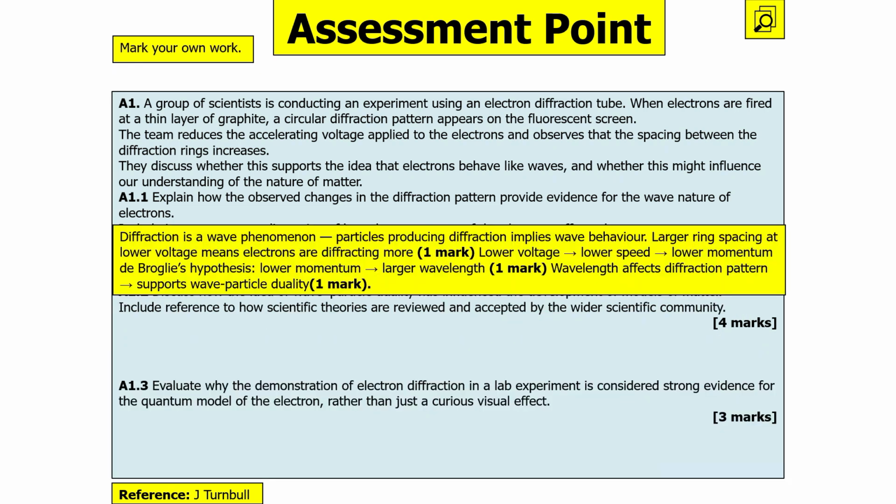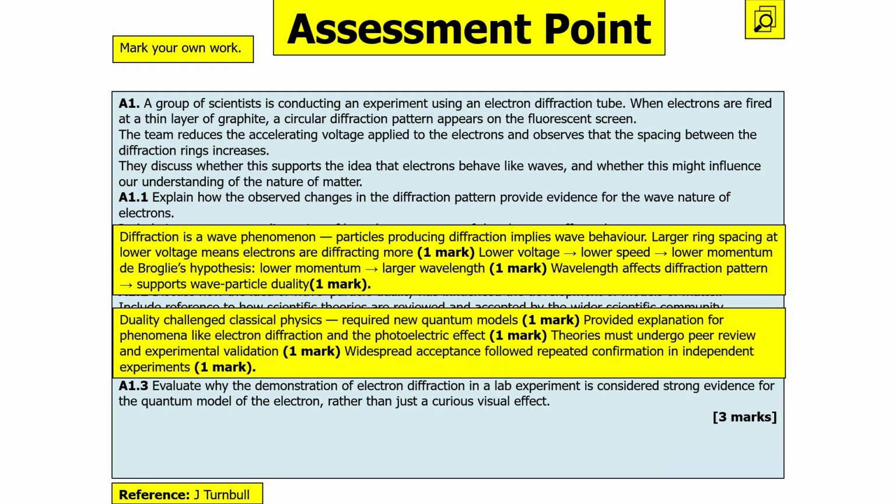In our first one, diffraction is a wave phenomenon. The particles producing diffraction implies that it's wave behaviour. The larger ring spacing at lower voltages means that the electrons are diffracting more. A lower voltage gives a lower speed, which gives a lower momentum. From de Broglie's hypothesis, the lower momentum gives a larger wavelength. Therefore, this tells us that wavelength affects the diffraction pattern, which supports wave-particle duality.